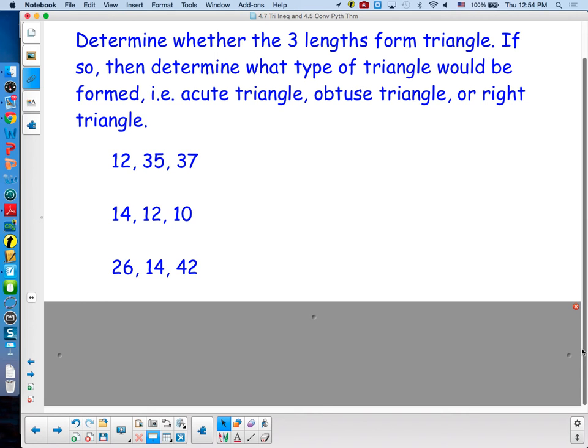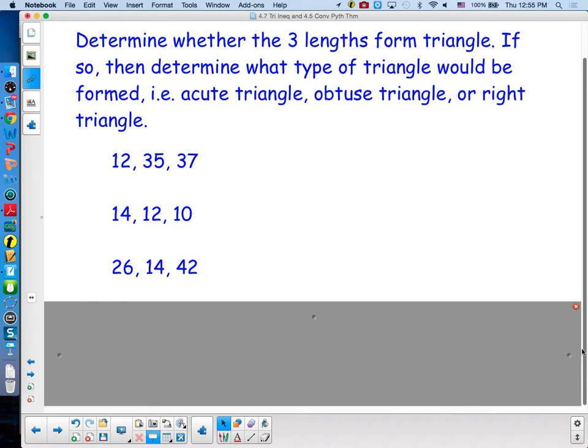But when we tried something like 2 and 1, they weren't long enough to connect because 2 plus 1 is only 3. And if this was 4, it wouldn't be long enough no matter how far down you go. So what we discovered is when you add the 2 short sides, it always has to be bigger than 4 to make a triangle. If 2 plus 1 is not bigger than 4, it's not going to make a triangle.